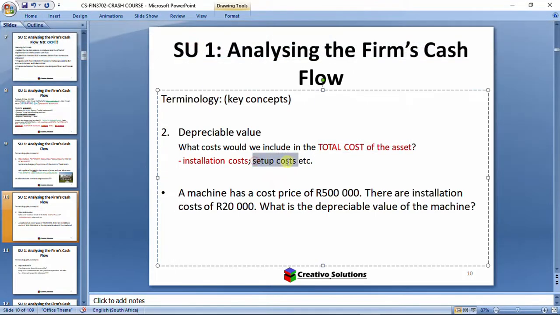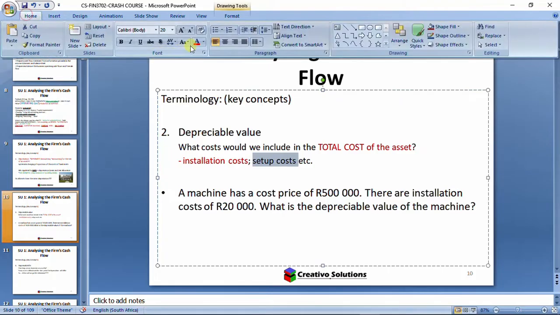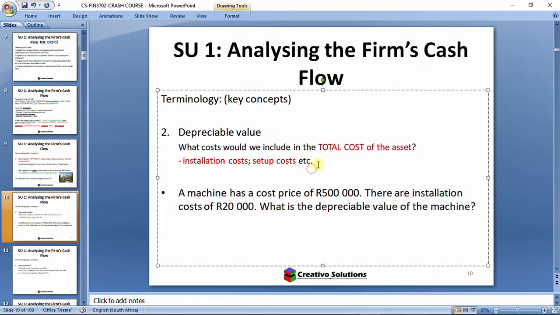If I have to set up or install the asset, I'm going to include all those costs. There could be other costs as well that I would have to include. If there are maybe taxes that I cannot claim, then I would include that. So any cost that is part of the asset's value will be included in the asset's depreciable value.